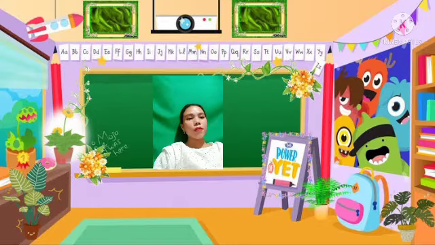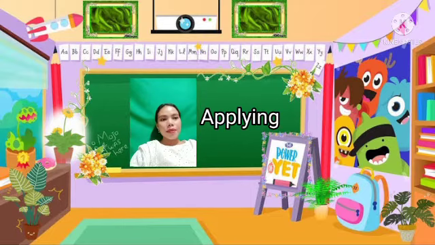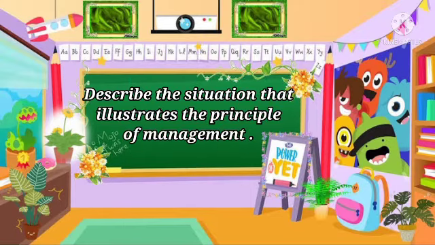Classifying means to divide things or people into groups according to their type, or to say which group or type something or someone belongs to. Example: group the following items according to shape. Applying means to make a formal application or request. Example: describe the situations that illustrate the principle of management.